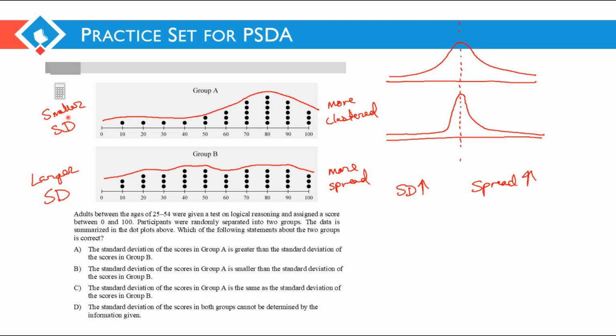So the more clustered your data is, the smaller the standard deviation is going to be. The larger your standard deviation is, the more spread out your data is going to be. So in this case, our correct answer is letter choice B. The standard deviation of the scores in group A is smaller than the standard deviation of the scores in group B, which is exactly correct because group A is going to have a smaller standard deviation than group B. So our correct answer is B for Batman.